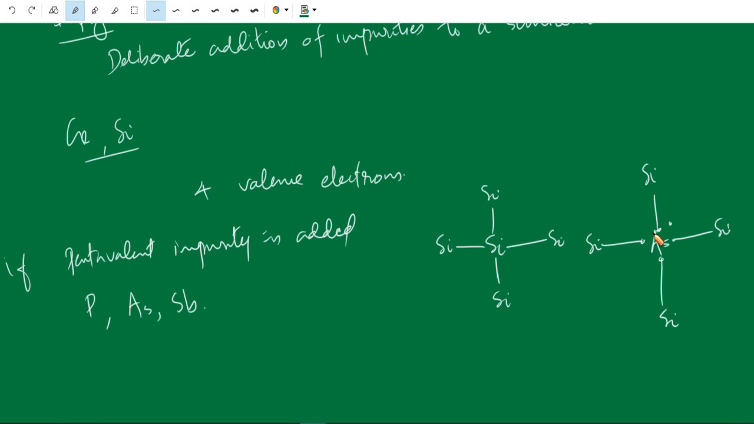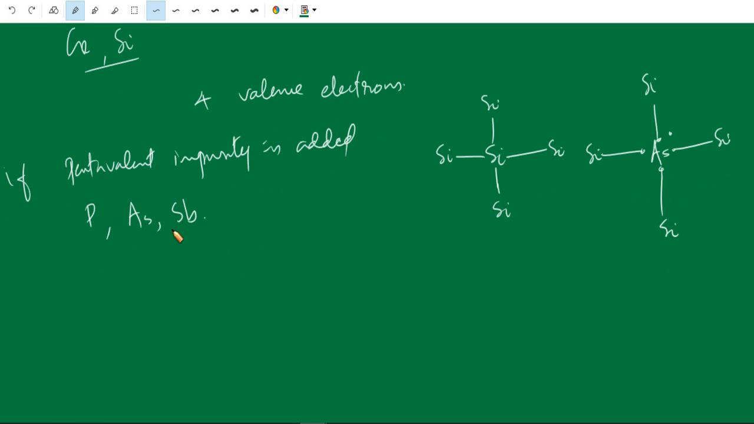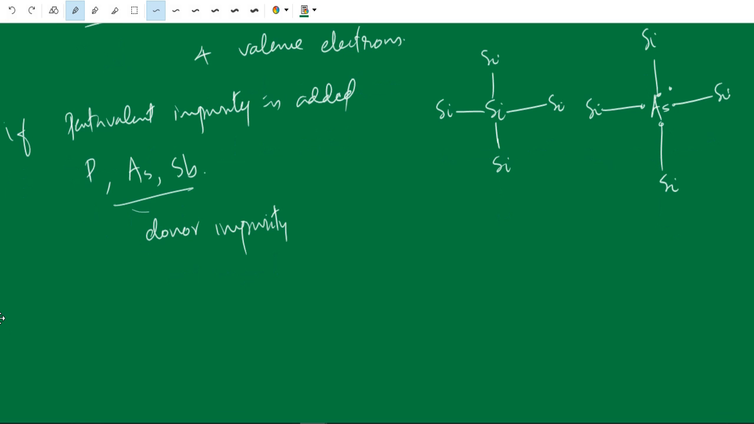So by adding impurities one can enhance the conductivity of semiconductors. Here these pentavalent impurities are called donors, donor impurity, because they donate one electron to the conduction band. This excess electron is donated to the conduction band. It is a free electron, so it is in the conduction band. That's why these pentavalent impurities are called donor impurities. And the corresponding semiconductors are called N-type semiconductors.